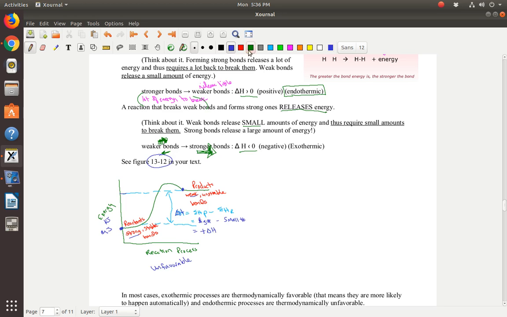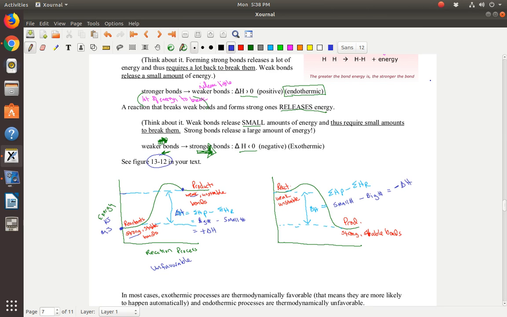Then the other picture is very similar, so let me draw that one for you. All right, so you may have to pause the video to copy these, but this is the same kind. Now this one with the positive delta H, this is the endothermic reaction, and this is an exothermic reaction.